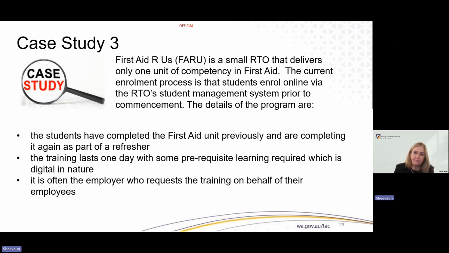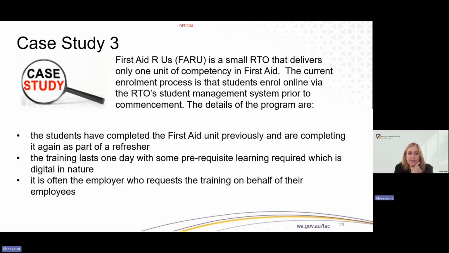First Aids Are Us. It's a small RTO that delivers only 1 unit of competence in first aid. The current enrolment process is that students enrol online via the RTO student management system prior to commencement. So the details of the programme. The students have completed the first aid unit previously and are completing this course as part of a refresher. So again, already I'm thinking to myself, yep, the students have actually got some skills in this area already. So I've just got to be able to capture that.